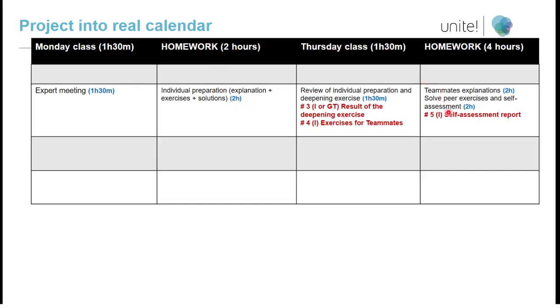The first column indicates what will happen in the first class session of the week, maybe Monday. The second is what students must do outside the class between the first and the second class sessions. The third one indicates what will happen in the second class session, for instance, on Thursday. And the fourth column, what the students must do before the first session of the following week.